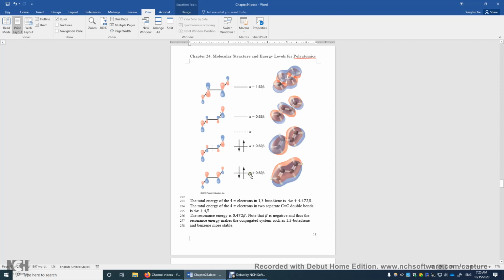So it's going to be just alpha plus 1.62 beta times 2, because you have 2 electrons here, and then alpha plus 0.62 beta times 2. You put them together, you get this much energy.